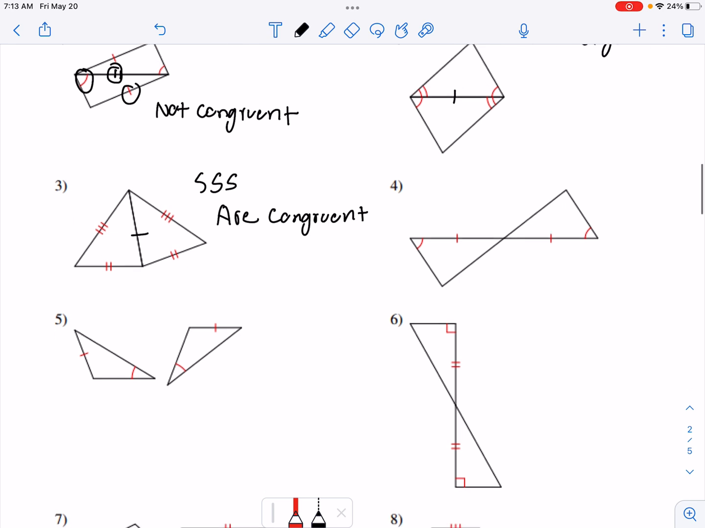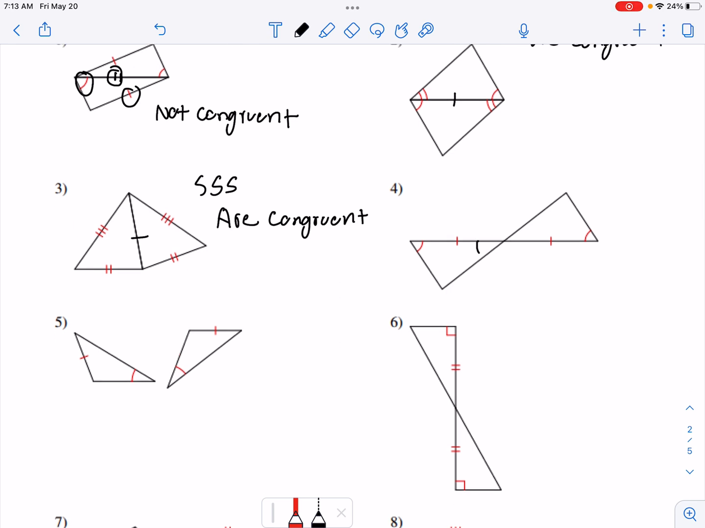Number 4. It looks like we have vertical angles, that's here and here, because we're intersecting. So the angles opposite are vertical angles. And it looks like we have angle, side, angle. So this would be congruent by angle, side, angle. So that is congruent.